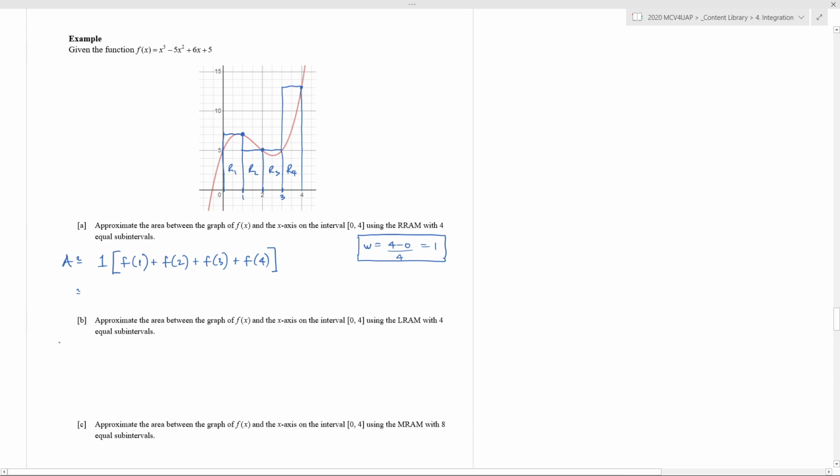Now, LRAM. Rather than me erasing that and doing all this again, this time the top left-hand corner is going to form the height. So this expression is going to be slightly different. It's going to be a width of 1 for every rectangle, but now the heights are going to be f at 0 plus f at 1 plus f at 2 plus f at 3.